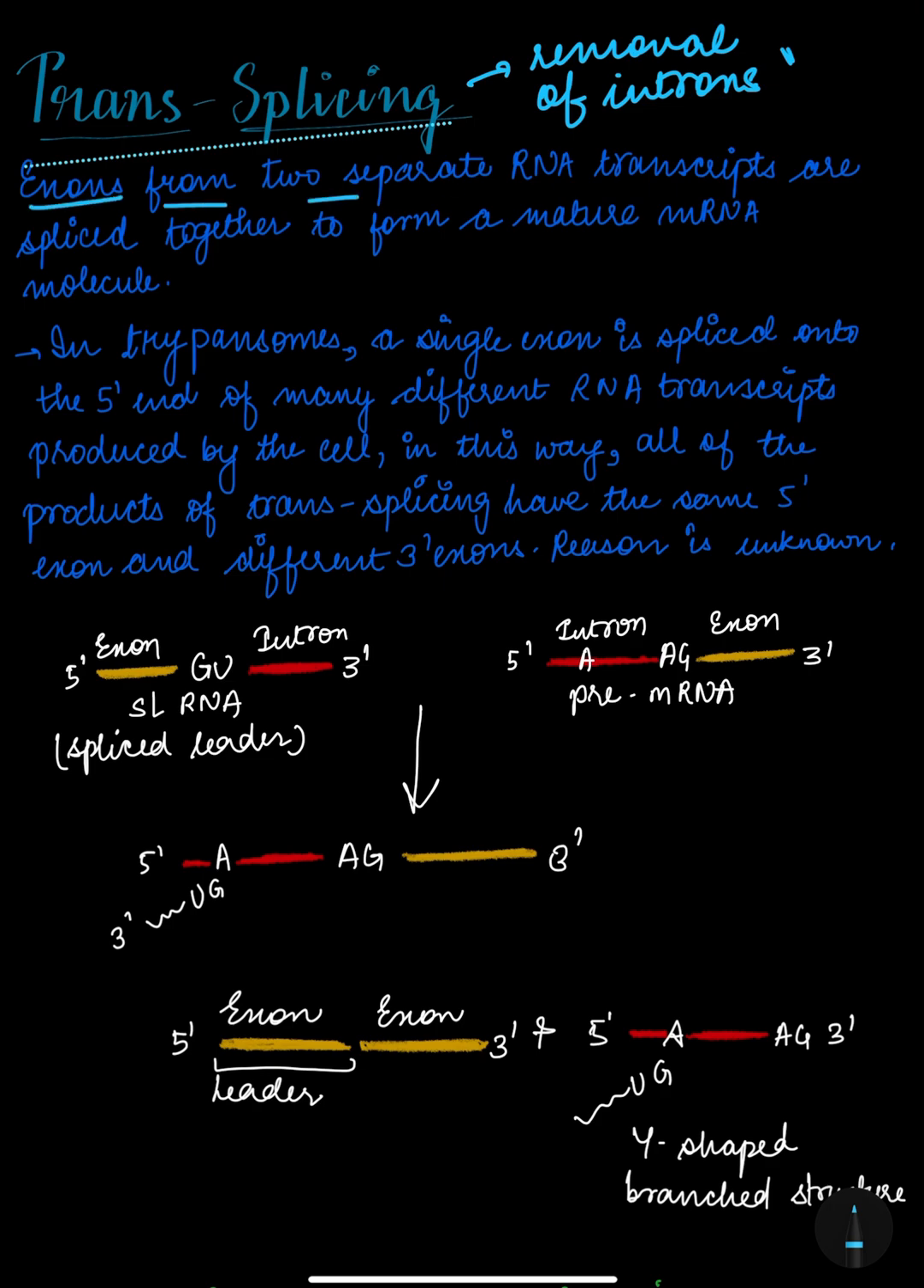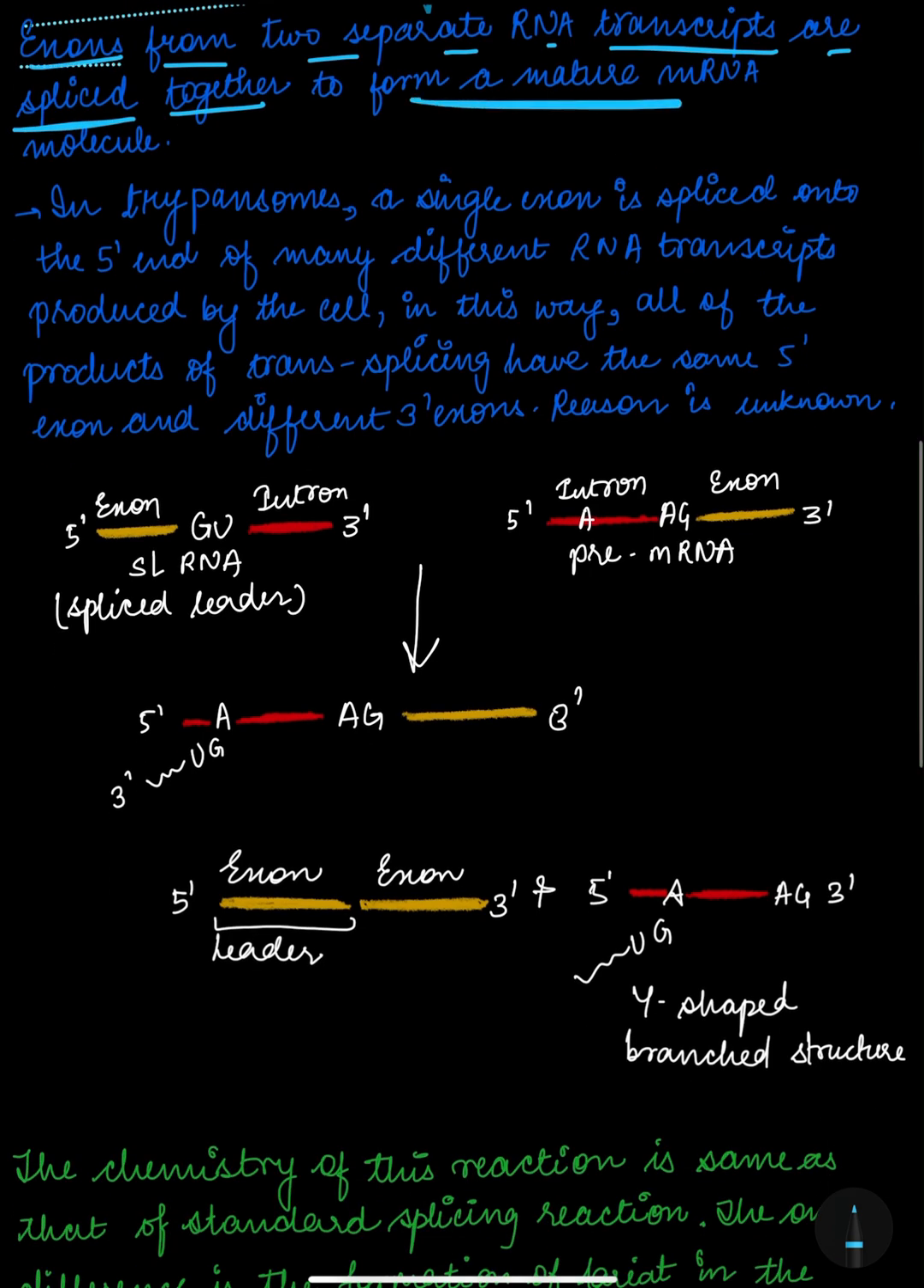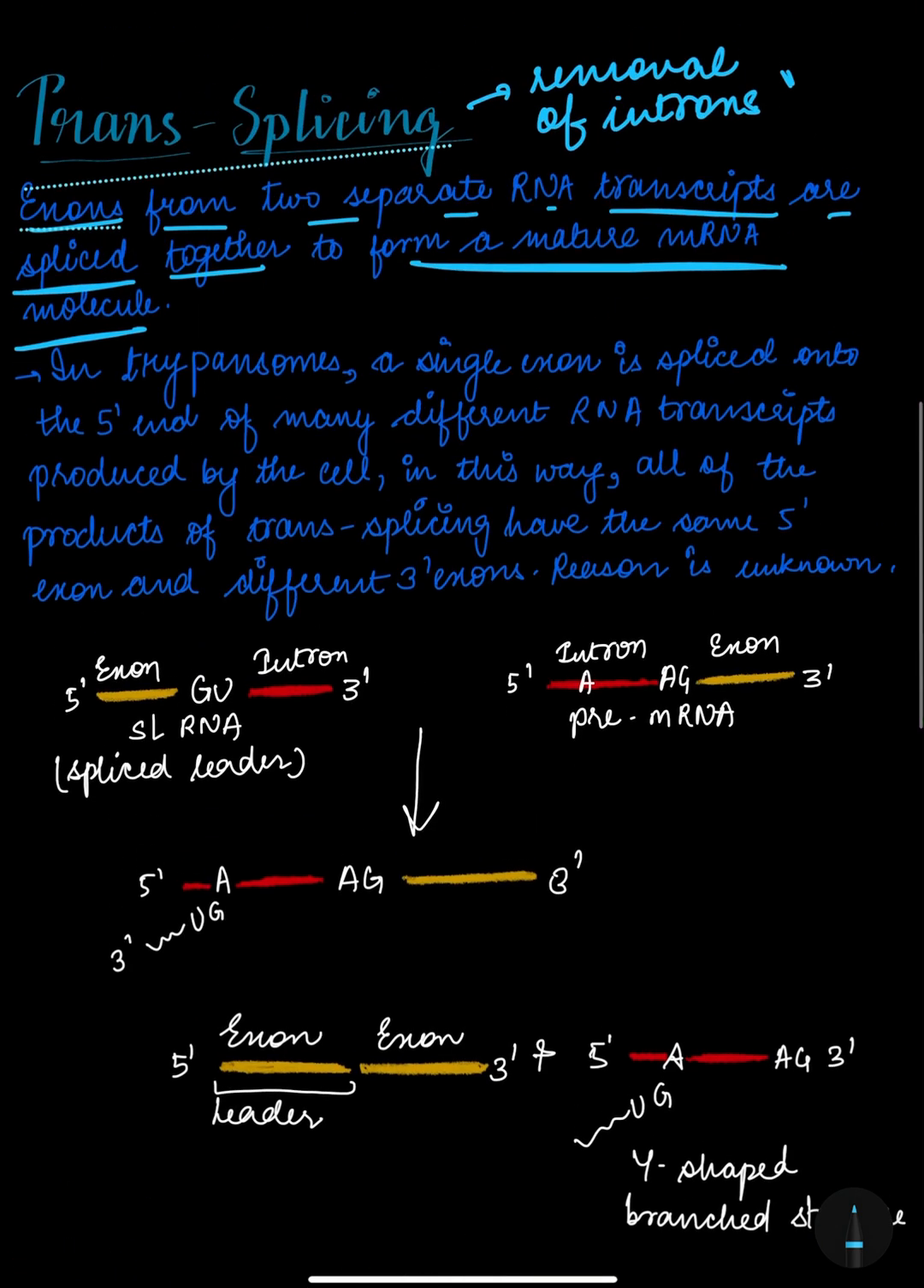Exons from two separate RNA transcripts are spliced together to form a mature mRNA molecule. So earlier we have discussed that the source was single and formed two different products. Here there are two different sources. They combine to form one mature mRNA.